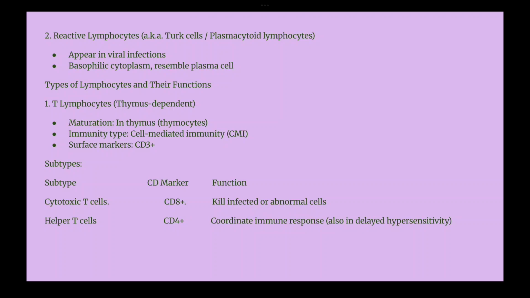The surface marker CD3 plus is present in T lymphocytes. The subtypes of T lymphocytes are cytotoxic T cells and helper T cells. Cytotoxic T cells are CD8 plus and kill infected or abnormal cells, whereas helper T cells are involved in a coordinated immune response, that is, they cause delayed hypersensitivity. CD4 plus causes increased release of various other cells like monocytes and macrophages. That is why they are called helper T cells. Cytotoxic T cells are directly involved with the infected or abnormal cells and kill them.